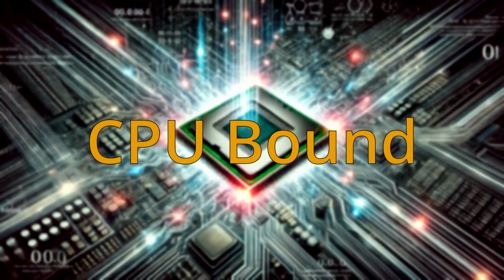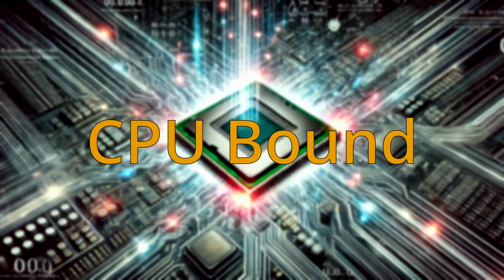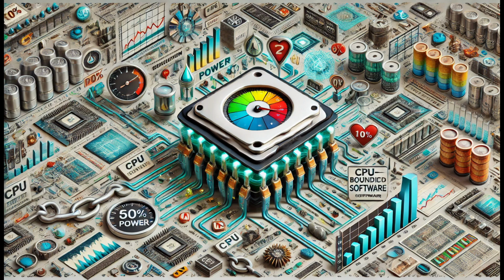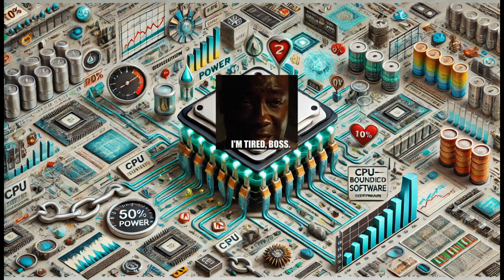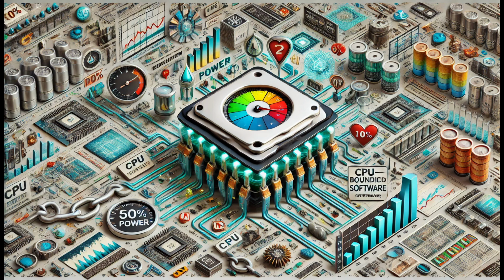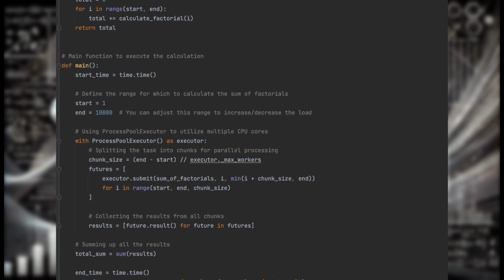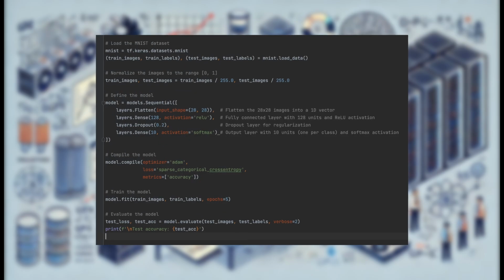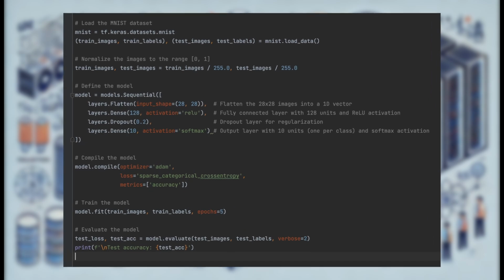CPU-bound software, on the other hand, is limited by the processing power of the CPU. This means that the application's performance is constrained by how quickly it can perform some computations and process data. Some examples of CPU-bound operations are performing complex mathematical calculations, rendering graphics or video processing, running machine learning algorithms.